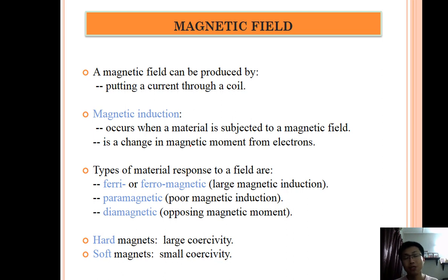Then the types of material response to a field, we have several types. We have ferromagnetic, large magnetic induction. We have paramagnetic, poor magnetic induction, for materials with poor magnetic induction. Diamagnetic is opposing magnetic moment; it creates a magnetic field which is opposing it. Then we have two types: a hard magnet with a large coercivity, and a soft magnet with a small coercivity. A hard magnet is something like a permanent magnet. A soft magnet is temporary.